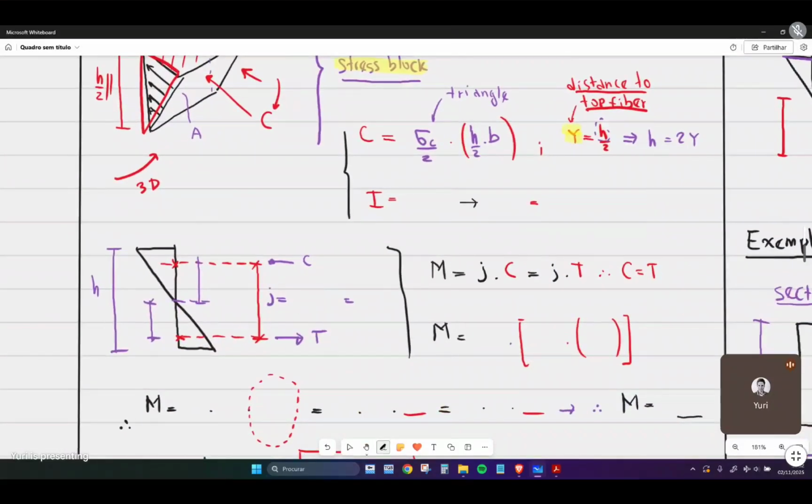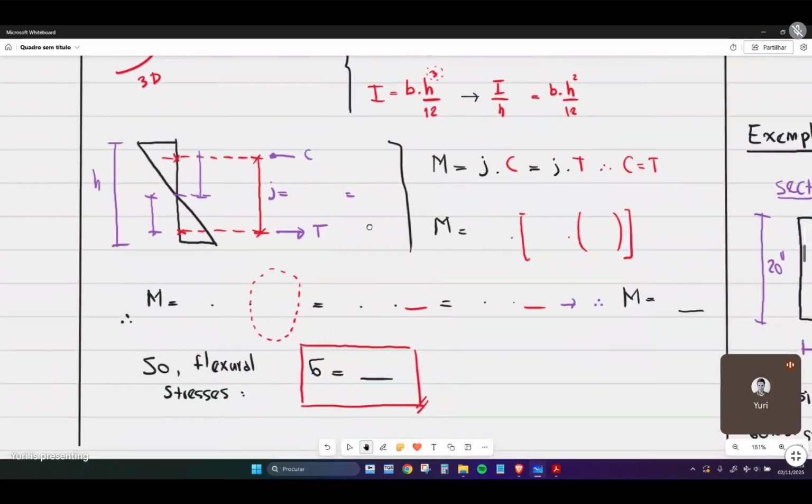The inertia of a rectangle section, if you remember from your mechanics class, is the width of the section times the height to the third, divided by 12. If we also divide everything by h, we're going to have this inertia over h. It's going to be b times h squared over 12. We're going to use this later on.